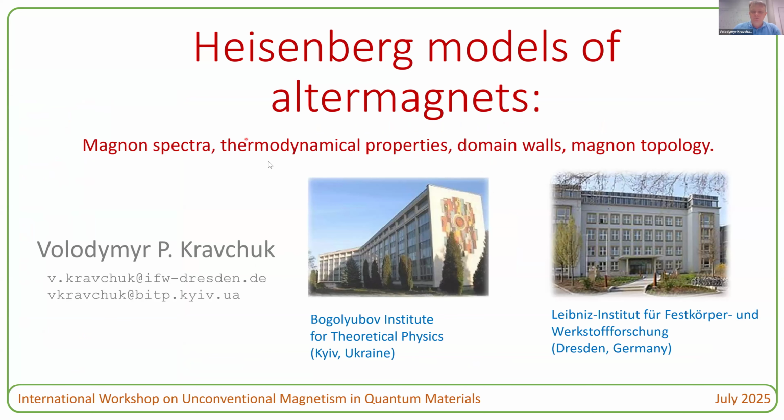I will talk about magnetic properties of altermagnets, and my aim is to show that these properties, the properties of magnetic subsystems of altermagnet, can be captured by adding to the Hamiltonian specific Heisenberg terms whose orientation respects this altermagnetic symmetry.